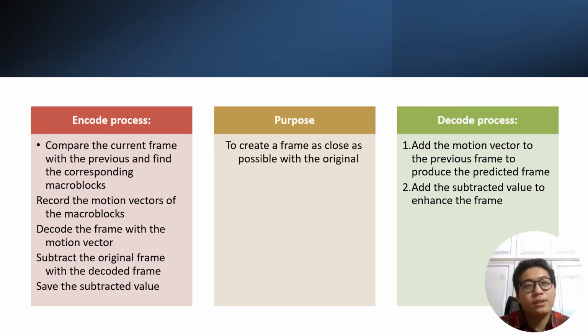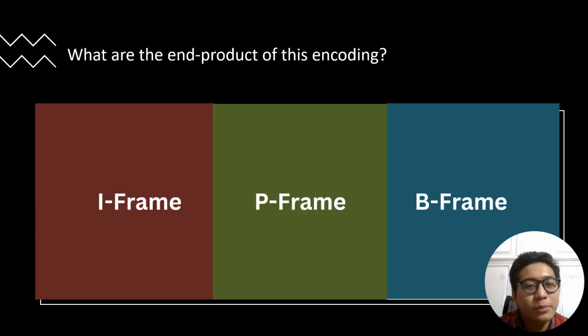Here is a short description of how the encoding and the decoding process works. As you can see, the purpose of this compression is to create a frame as close as possible to the original, but still maintaining a small size. You probably also heard that motion compensation has the same principle as video stabilization, but we won't talk about it in this video. So then, what are the end products of this encoding? The end product of this encoding is what we call the three frames called I, P, and B frame.